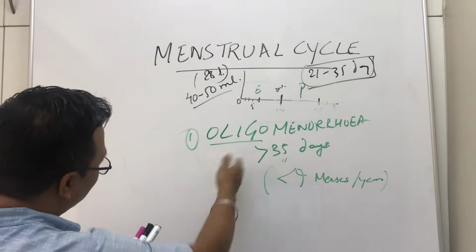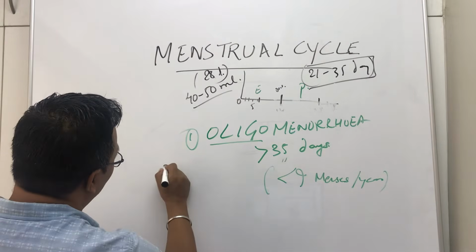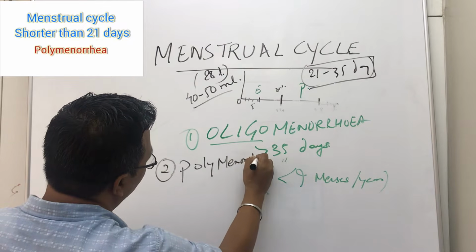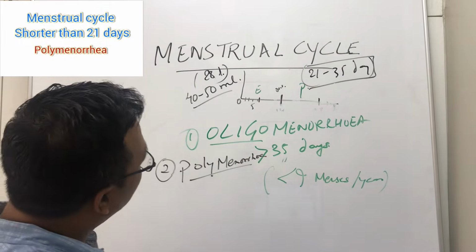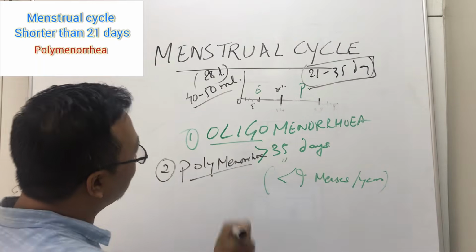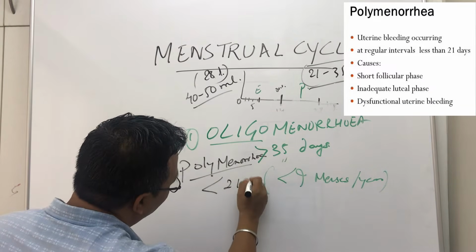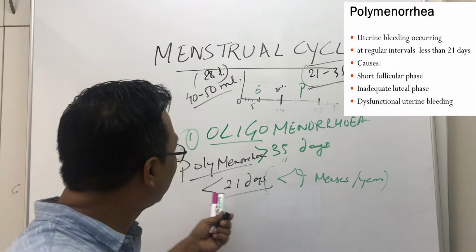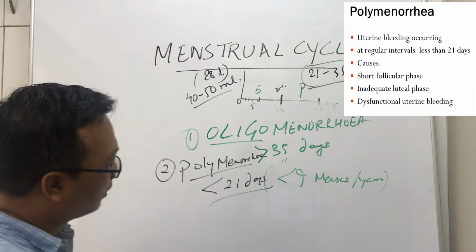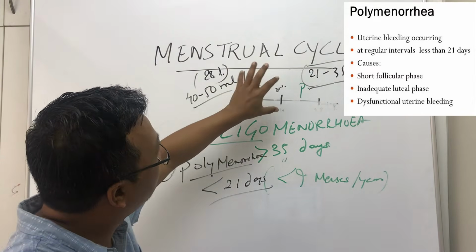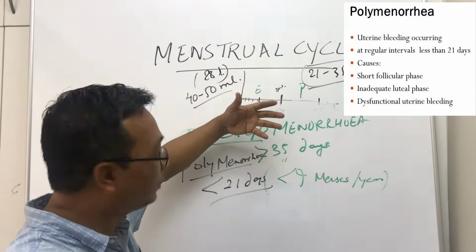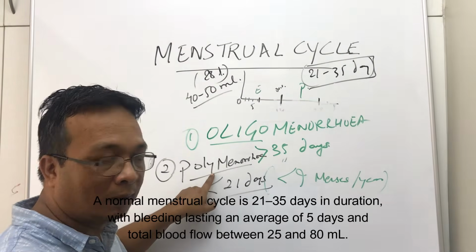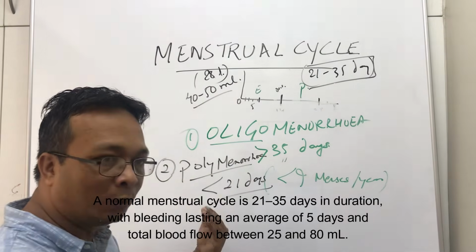In contrast to that, there is another term called polymenorrhea. When the menstrual cycle is less than 21 days, it means the period is decreased, and we call it polymenorrhea. When the menstrual cycle is more than 35 days, we call it oligo. When it is less than 21, we call it poly. So polymenorrhea and oligomenorrhea are just opposite to each other.